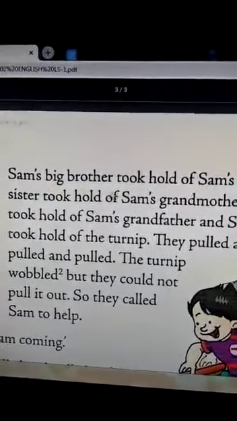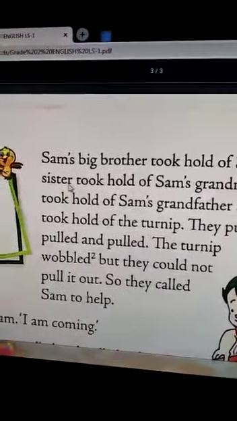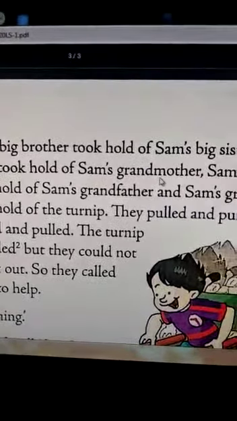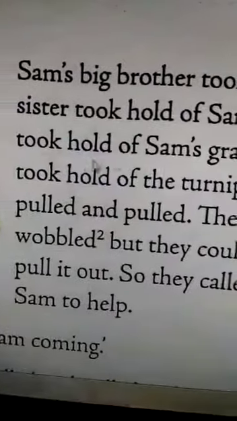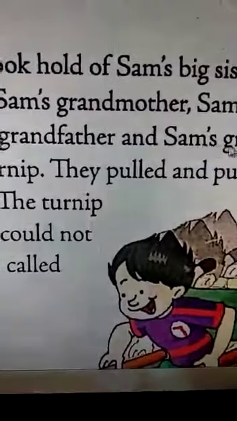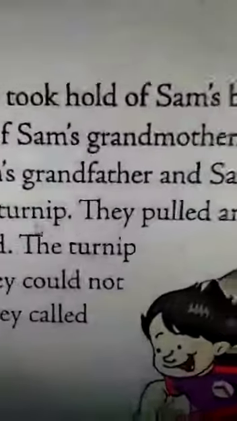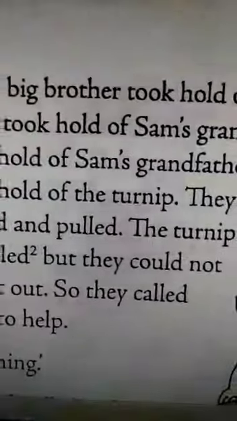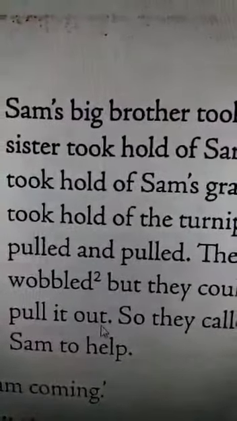Sam's big brother took hold of Sam's big sister. Sam's big sister took hold of Sam's grandmother. Sam's grandmother took hold of Sam's grandfather, and Sam's grandfather took hold of the turnip. They pulled and pulled and pulled and pulled. The turnip wobbled, but they could not pull it out. So they called Sam to help.